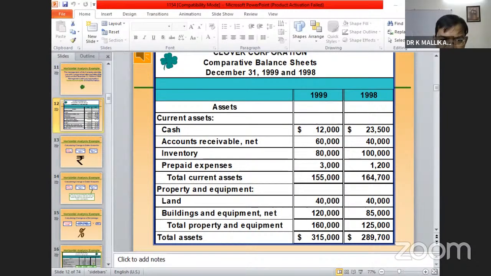Right. See here, 82,000 this year. This figure divided by 3,87,000. It is 17%. 30,000 divided by 3,87,000 into 100. It is 8%. Okay. So similarly, on the liability side, same 76,000. So the figure is 16%. How have we calculated the 16%?